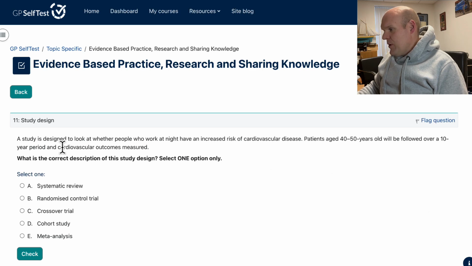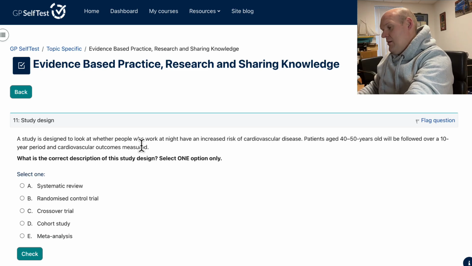Study design has looked at whether people who work at night have an increased risk of cardiovascular disease. Patients aged 40 to 50 years will be followed over a 10-year period for cardiovascular outcomes. So what type of study is this? So you're going forward with this.